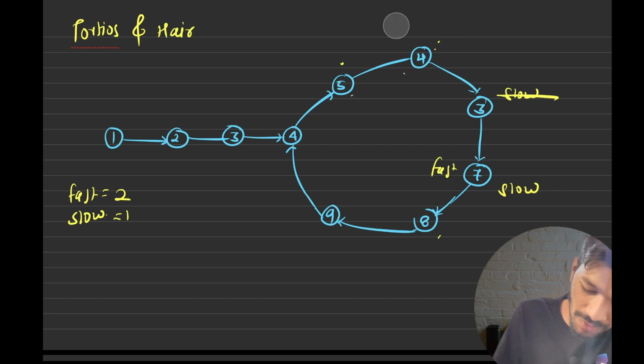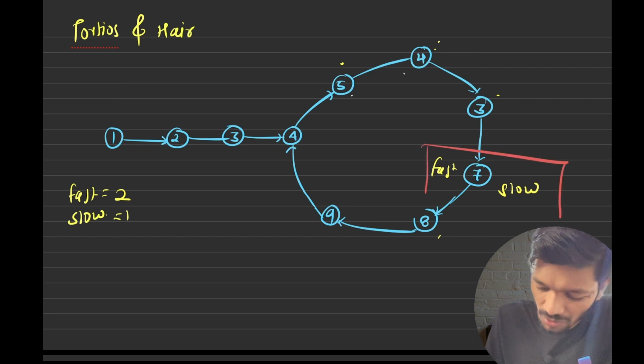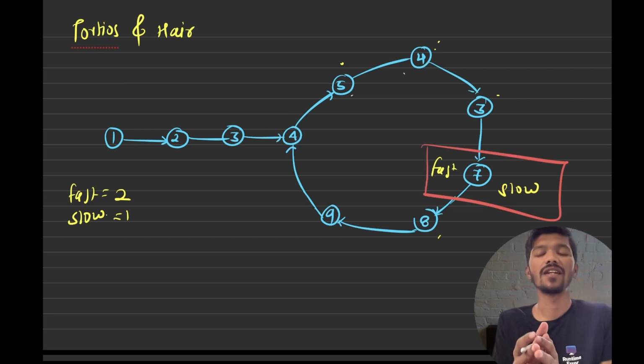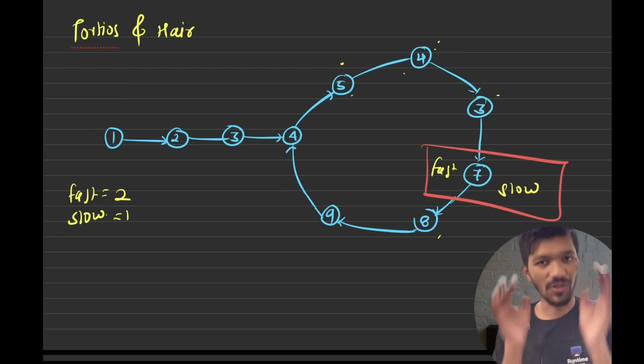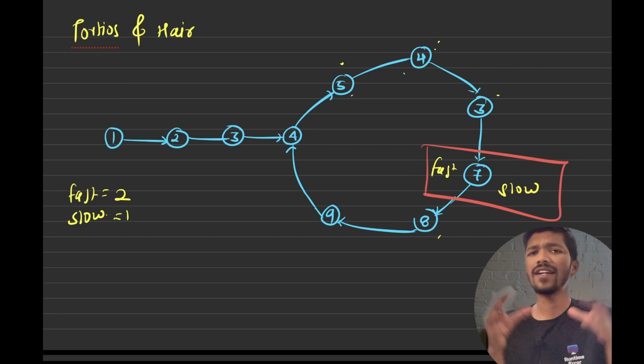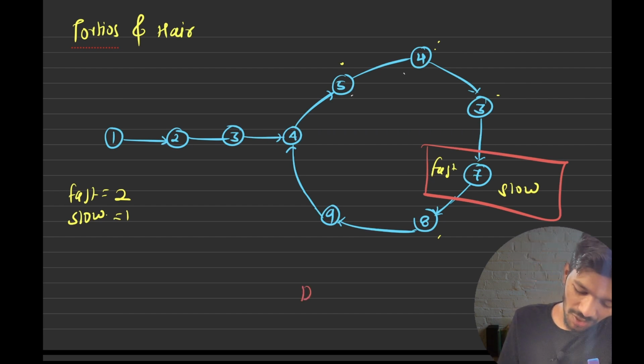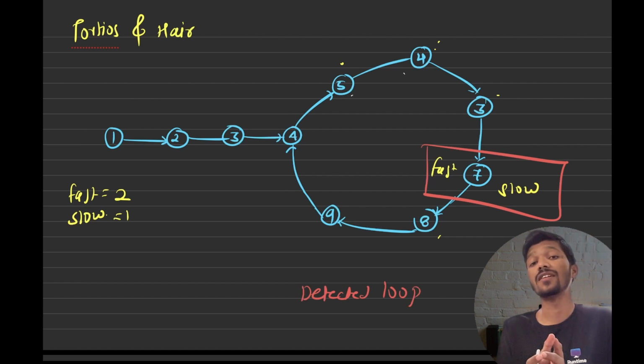If you observe carefully, as we already discussed in the previous video, whenever both the pointers collide at the same node, I will surely say that my linked list contains a loop. Okay, so first, we have detected the loop. Now the big question is, how can we find the first node of that loop?